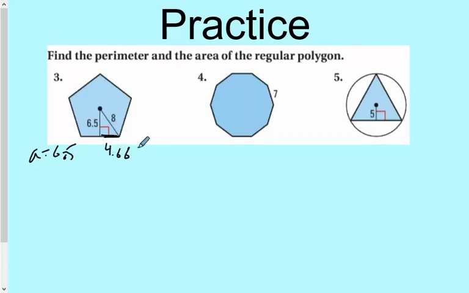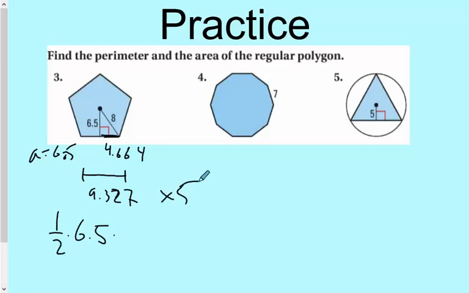4.6636. So I'm going to put 4 there, and then I'm going to double that to get the full side length, 9.327. So we're going to do 1/2 times apothem times the perimeter. Oh, I gotta multiply that by 5 to get the perimeter. So that times 5 gives me the perimeter. P equals 74.619. And this right here is going to be your answer.